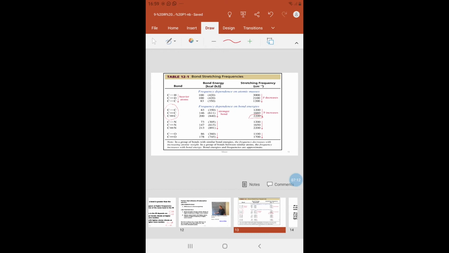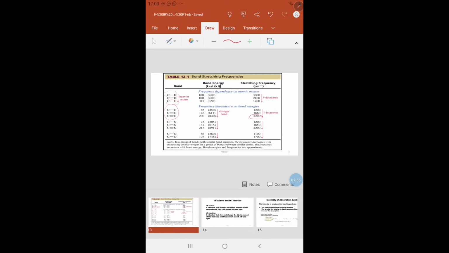Compared to another factor, the atomic mass, when you compare CH and CC, for CH the frequency is 3000. When you compare CC, the frequency is 1200. When you have a small atom, C and H, imagine when you stretch and compress, what happens to the vibration of the molecule? Is it faster or slower? The answer is it vibrates faster. So that's why the frequency of the molecule is higher.